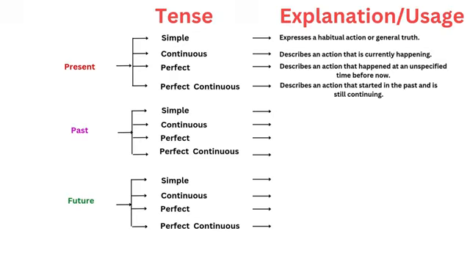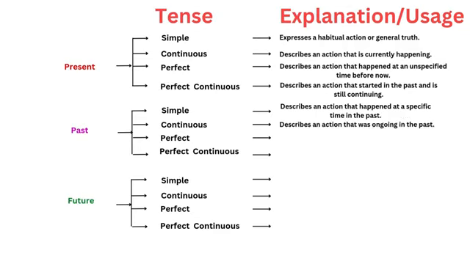Present perfect continuous describes an action that started in the past and is still continuing. Like, I have been studying English for 2 hours. Past simple describes an action that happened at a specific time in the past. Example, I visited the museum yesterday.